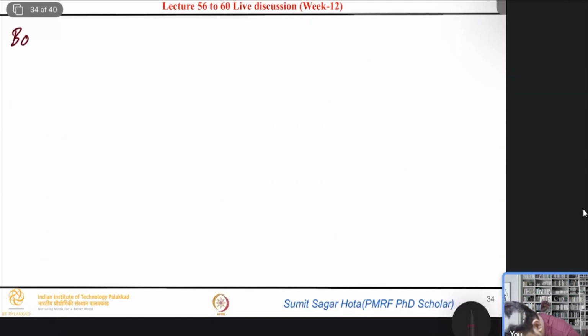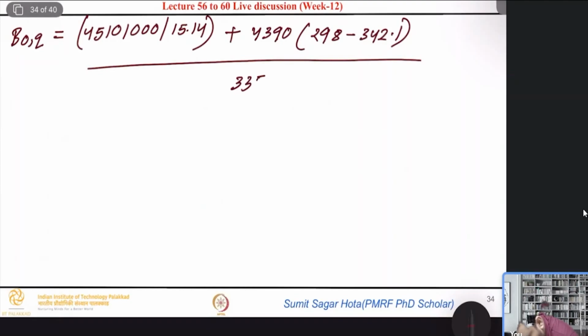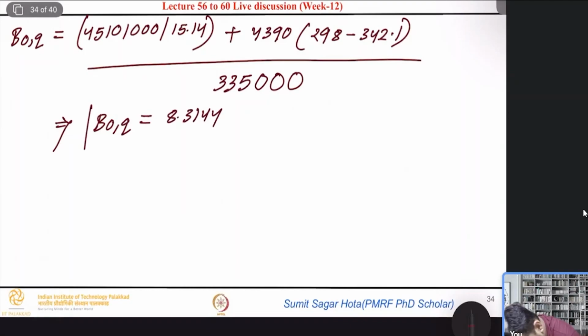Next is our B_O,Q, which is equal to (45101 divided by 15.14) plus 4390 times (298 minus 342.1), all divided by 33,500. Then by solving we get the value of B_O,Q as 8.3144. Substitute in m dot f the value of B_O,Q, then find the value of m dot f, which is our answer.